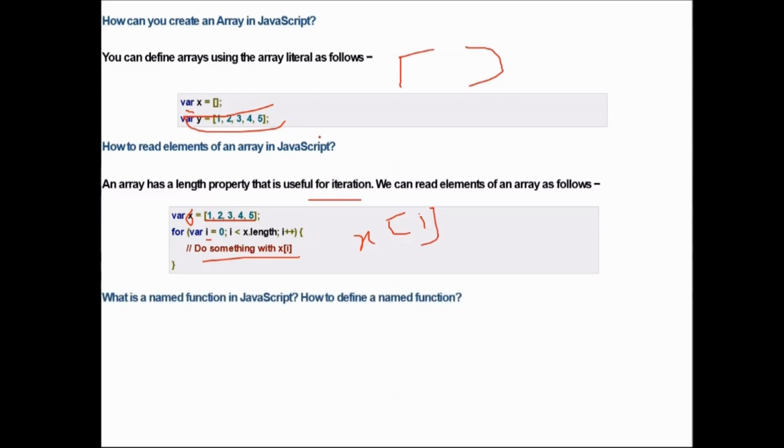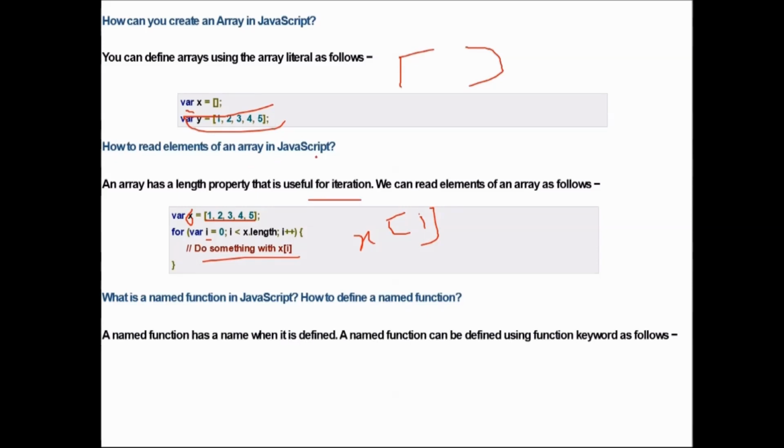And what is a named function in JavaScript and how to define a named function? A named function has a name when it is defined. So a named function can be defined like this. You have to write function, then this can be some name. We have named it as named.